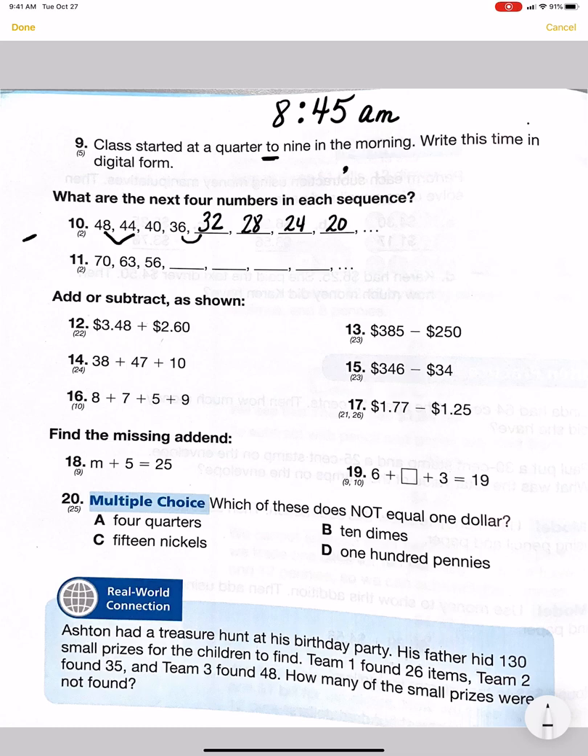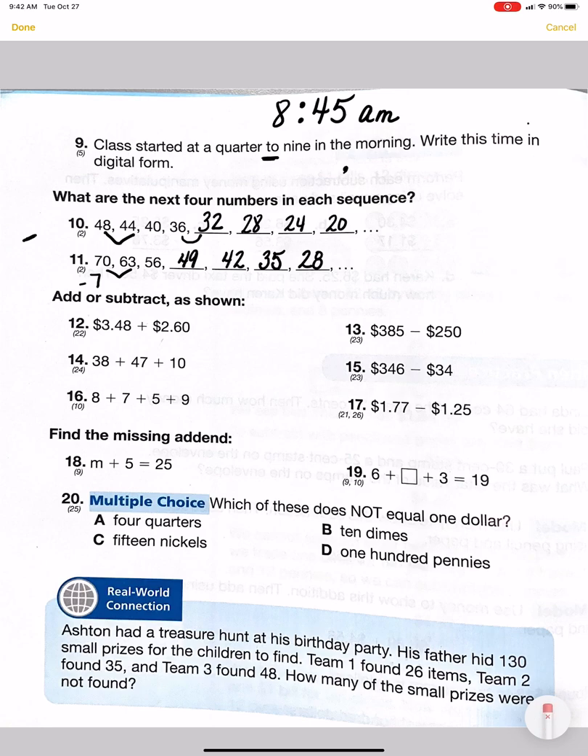70, 63, 56. This one's a little harder. It is decreasing again, but it's minus 7. Minus 7 is 49. 42. 35, 28.